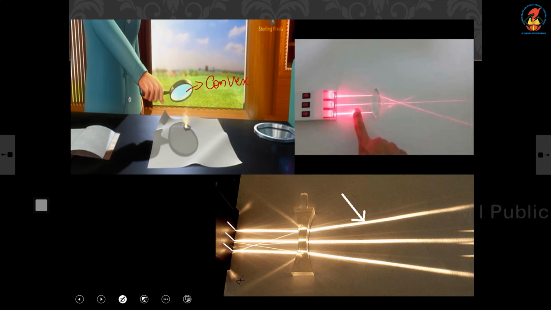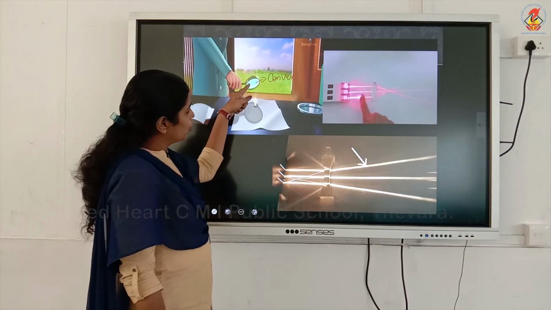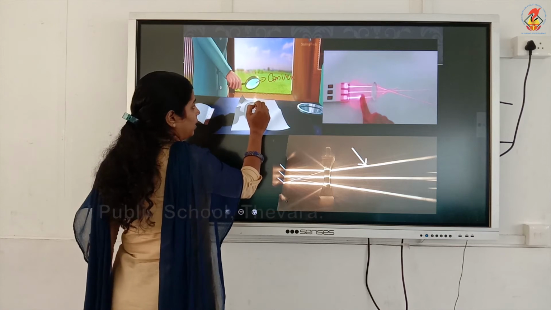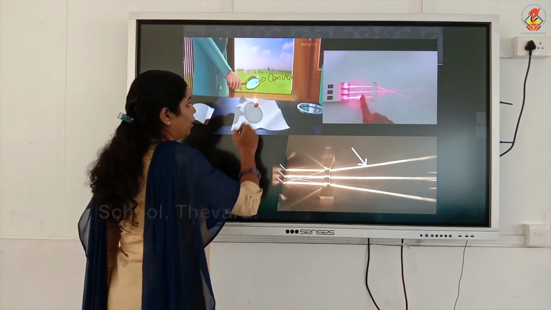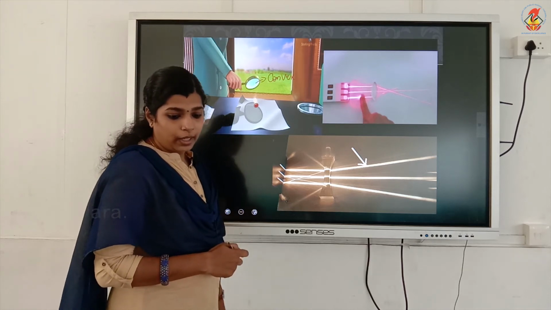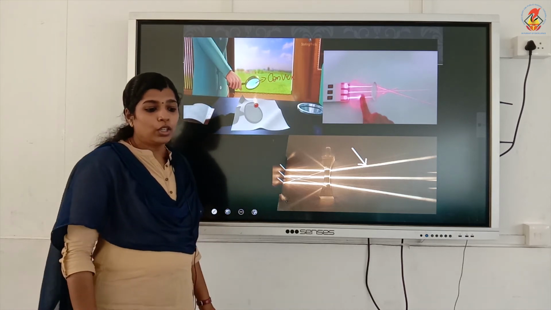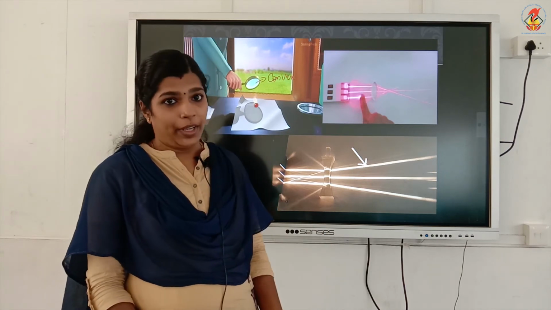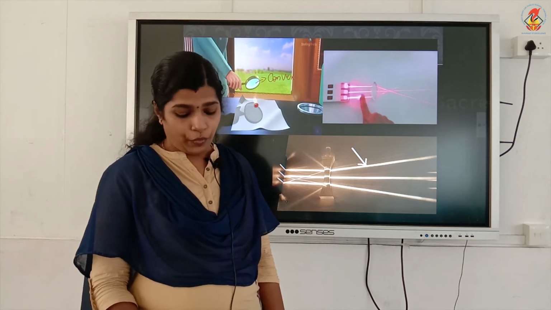If you hold this convex lens and focus the light ray on a paper, the sunlight will pass through this convex lens and converge the light rays to this point. At this point you will get the image of the sun. So, if you hold it for a few minutes, the paper will catch fire.